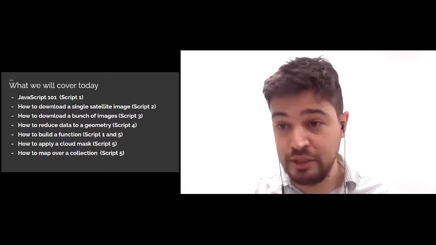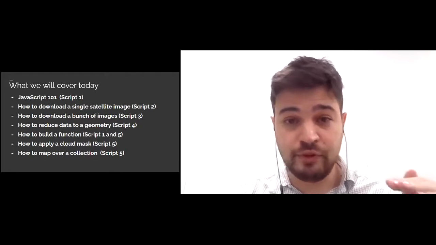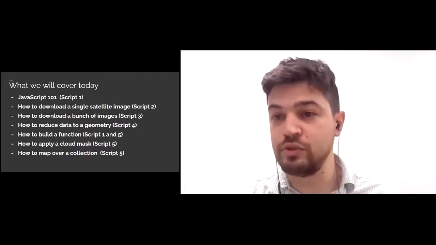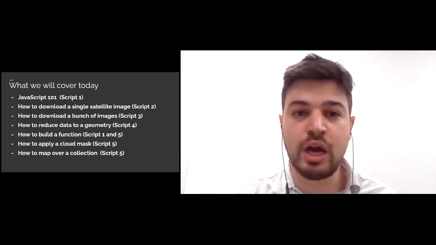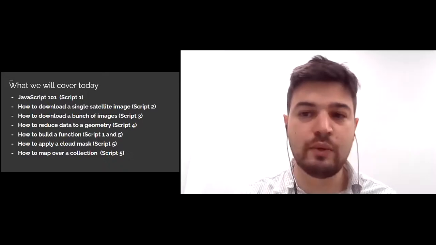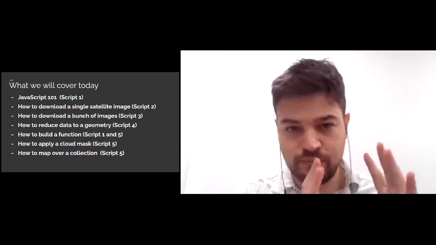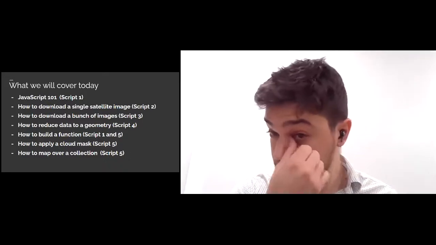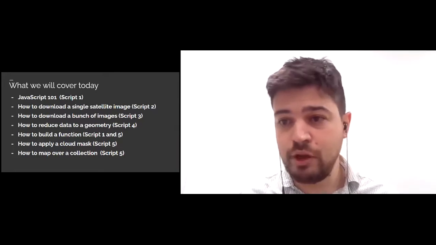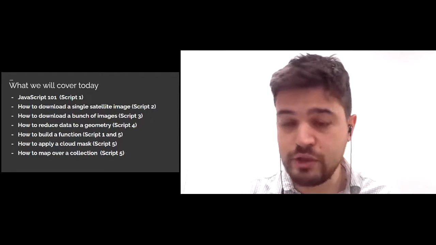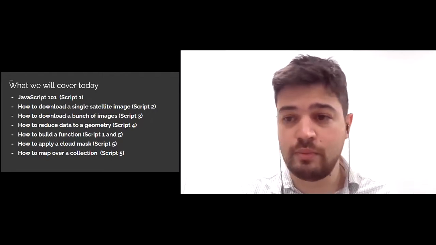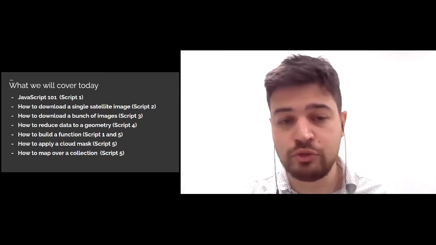At least for me, these are the first tasks that I tried to perform in Google Earth Engine when I started using it. The first one is how to download a single satellite image. I just want to select one image and download it. So we're going to try to cover this. This is script number 2: how to download a bunch of images, like a batch download. So download like 10, a collection of images. You can also do that. There is no problem performing this kind of analysis.